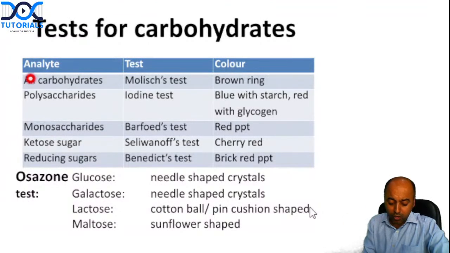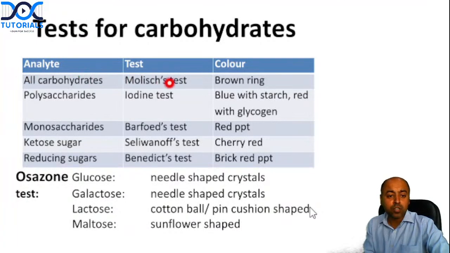Okay, so for all carbohydrates, we have the common test, which is the Molisch test. For polysaccharides, we have the iodine test. For monosaccharides, we have the Barfoed test. And for the ketoses, we have the Seliwanoff test. All reducing sugars, as you already mentioned, will have the positive Benedict test.